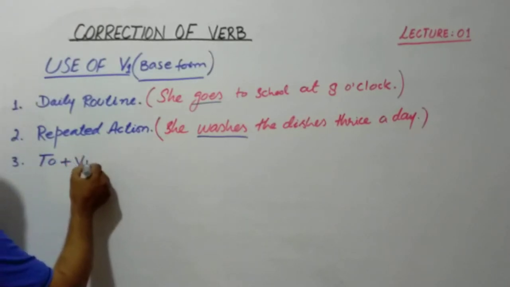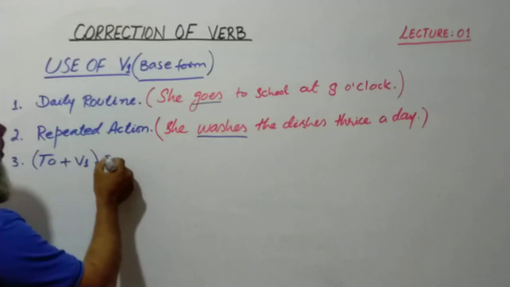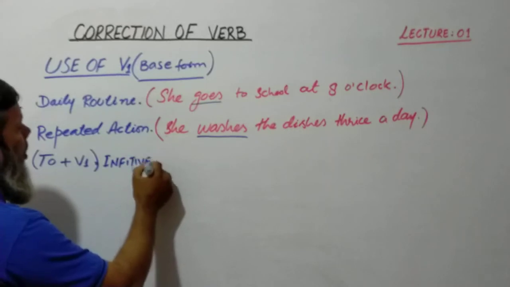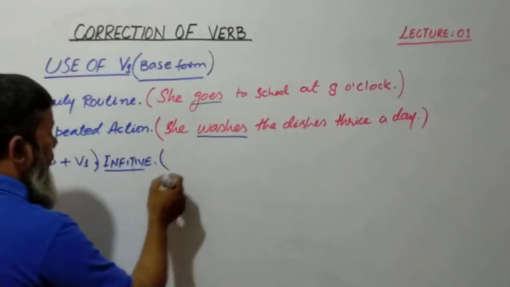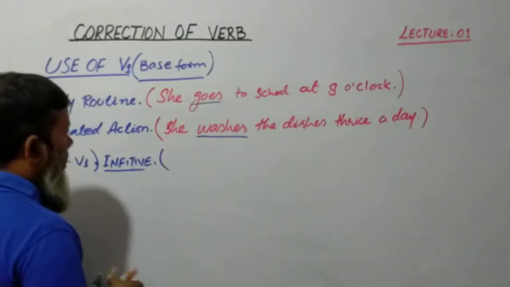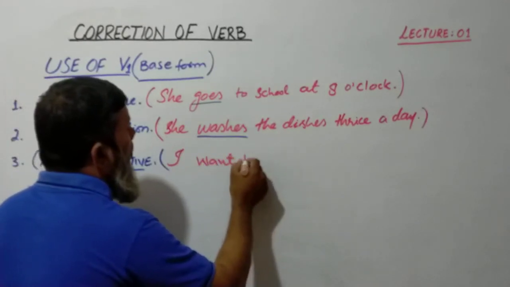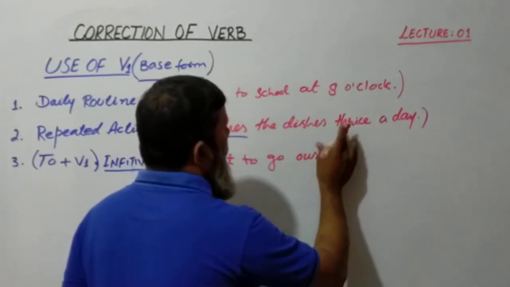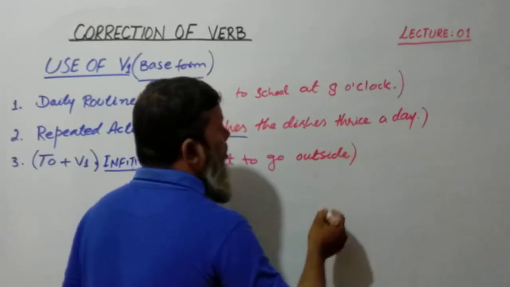Next one, we use after to. To plus verb first form is called infinitive. When we talk about the infinitive verbs, we use the first form of the verb. Suppose I want to write another example: I want to go. I want to go outside.